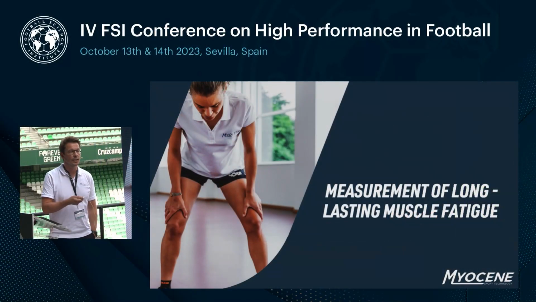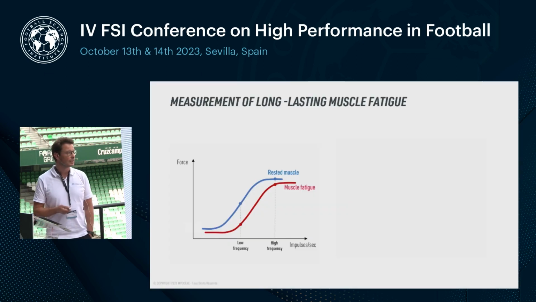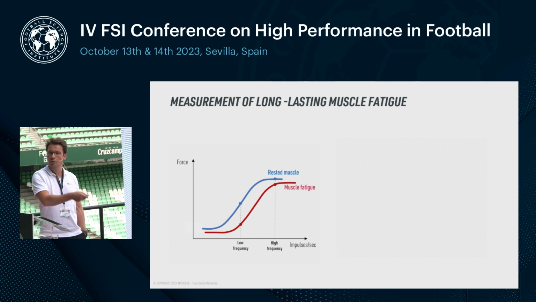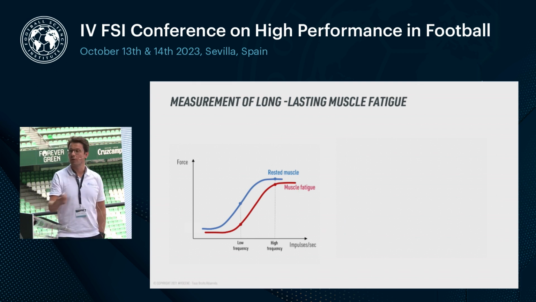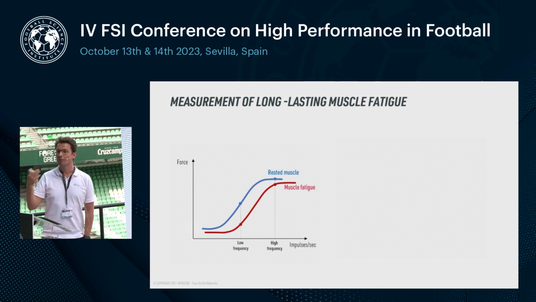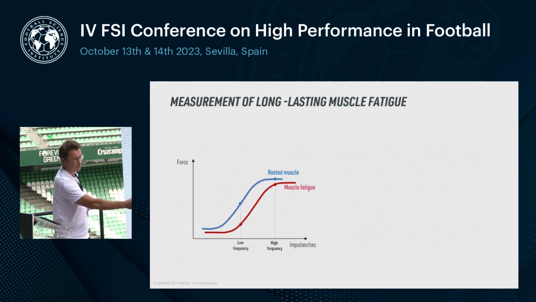Basic scientific rationale again on how to measure this long-lasting fatigue. We have here the temporal summation curve, being the relationship between the nerve impulse firing the motor units and the force of the muscle. We have here in blue the relationship between the impulse and the force of the rested muscle. The more we increase the frequency of the nerve impulse firing the motor unit, the more we increase the force. After physical exercise, there is a move to the right of the values. And we have here the temporal summation curve in red of the muscle with fatigue.